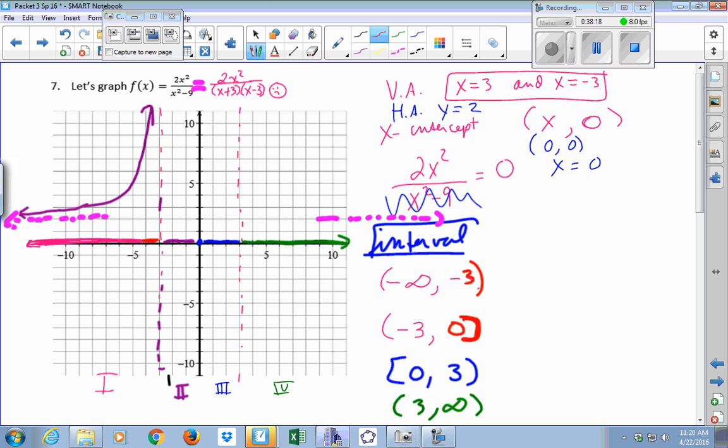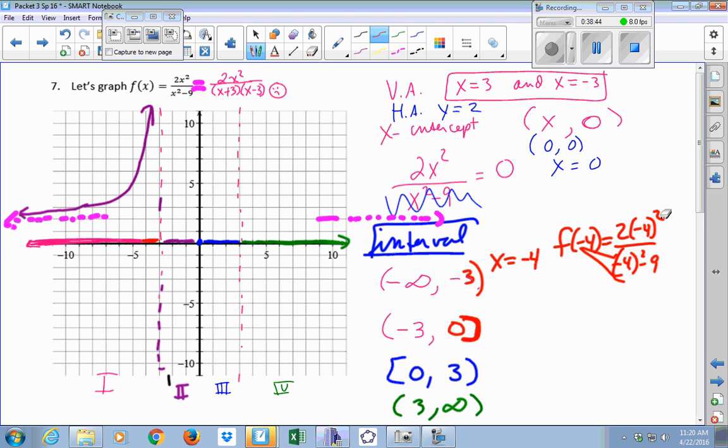-2 is not in this region. So let's pick -4. If you put -4 into your function, folks, again, you're only interested in the sign. I'll plug it in so you can see it, but you're only interested in the sign of the answer, not the actual value. Because all you want to do is know, do you start in the top or the bottom? Above the x-axis or below the x-axis.